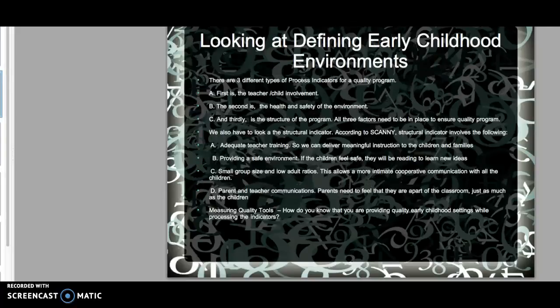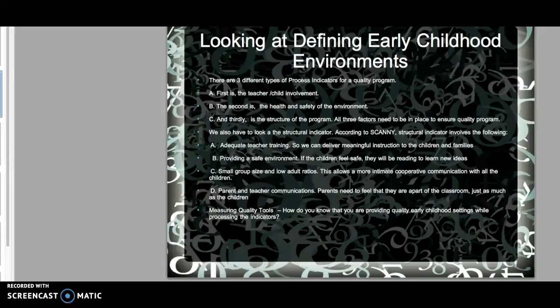Looking at defining early childhood environments, there are 3 different types of process indicators for quality programs. First is the teacher-child involvement. The second is health and safety of the environment. And thirdly is the structure of the program. All 3 factors need to be in place to ensure a quality program.